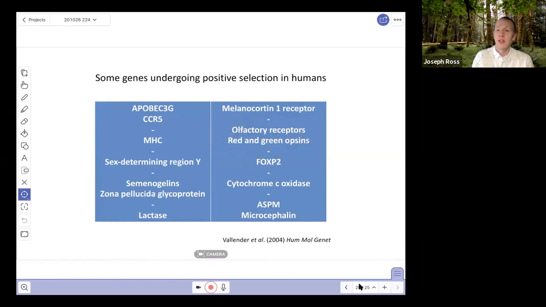FOXP2 is important in speech. Humans speak. We have more complex language than a lot of other animals. Potentially evolution of the FOXP2 gene and that positive selection explains some of that. And then cytochrome C oxidase and ASPM and microcephalin, which are involved in human brain size evolution. Humans have much bigger brains compared to basically any other species in terms of relative size of the brain compared to the body. And those proteins have undergone positive selection, presumably reflecting that increase in brain size.